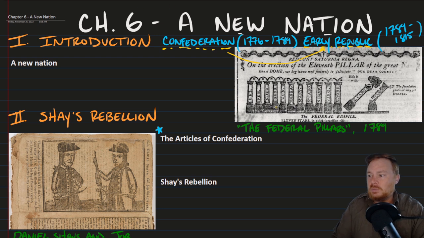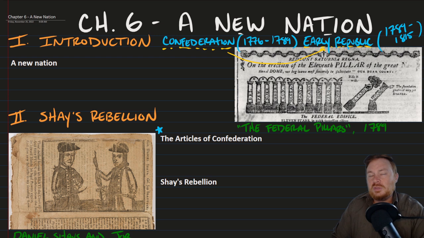And the image that we're presented with at the very beginning of this chapter, I don't know if I'd call it a propaganda piece, but it's encouraging the states to ratify the new constitution to get rid of the old Confederation government.